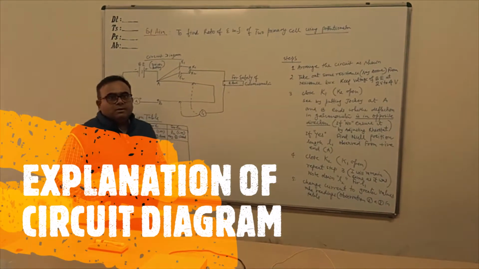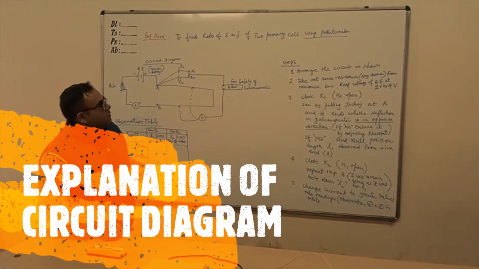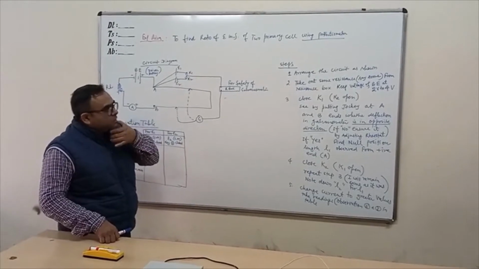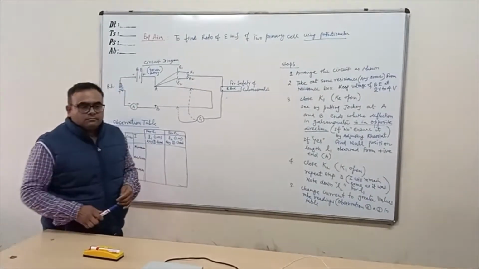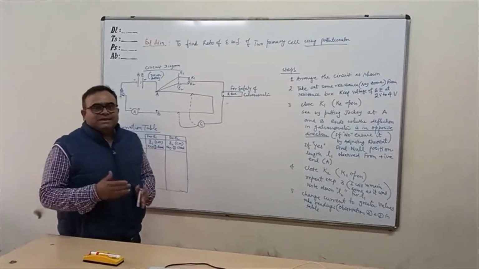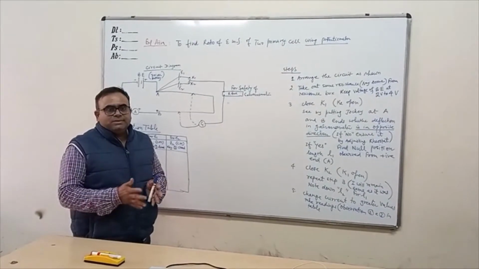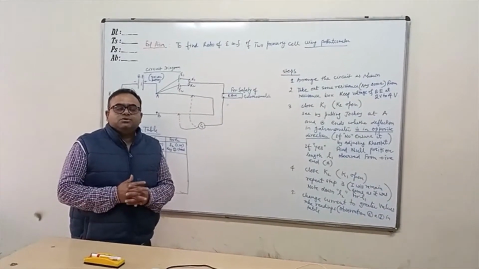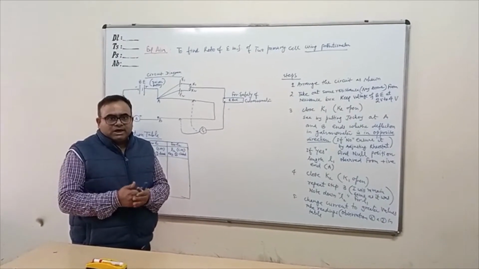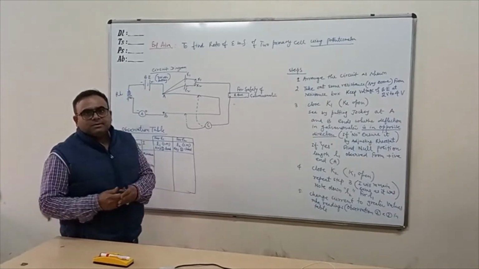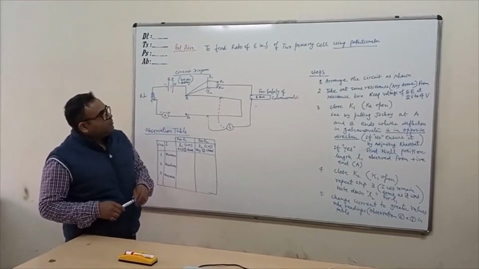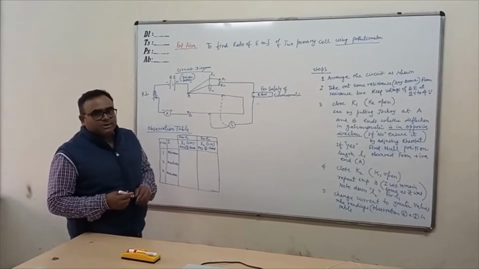Today we are going to find out the ratio of EMF of two primary cells using a potentiometer. Now there are two kinds of cell, one is primary cell and the other is secondary cell. The basic difference between these two is that primary cells cannot be charged but secondary cells can be charged. So we have to find the EMF of two primary cells using a potentiometer.